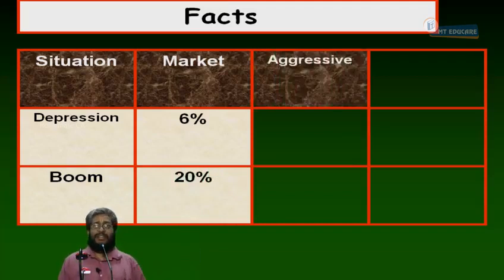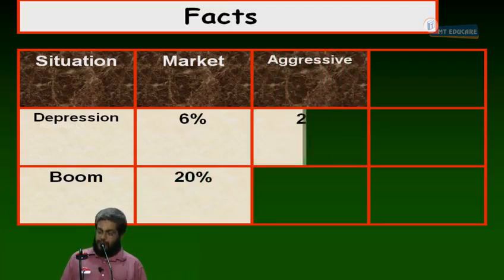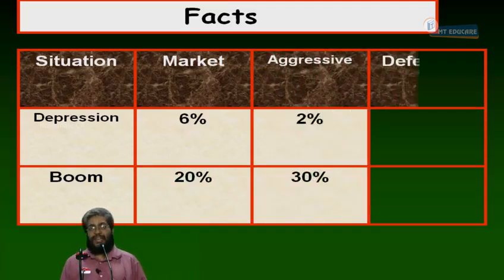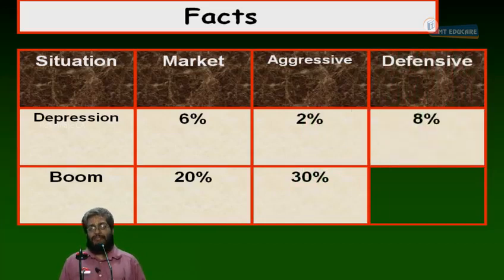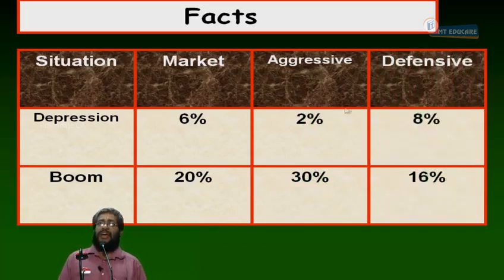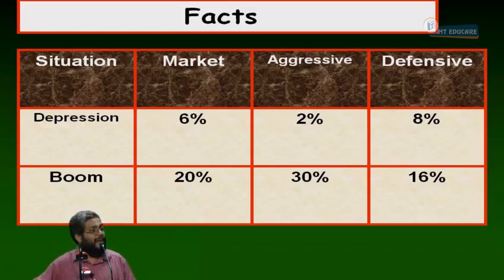In the two situations, the aggressive share is expected to perform at 2% or 30%. The defensive share at 8% and then 16%. In the second part of the question, they said there is an equal chance, 50% each, for these two scenarios to happen. Are you following? This is the question given here.